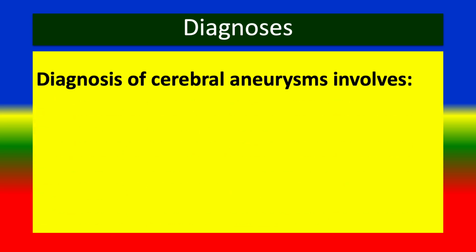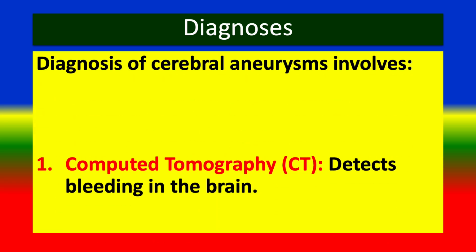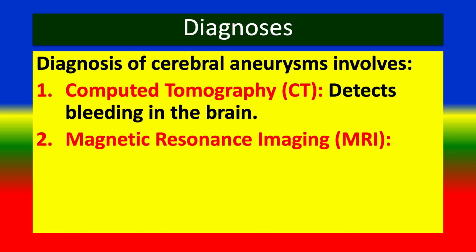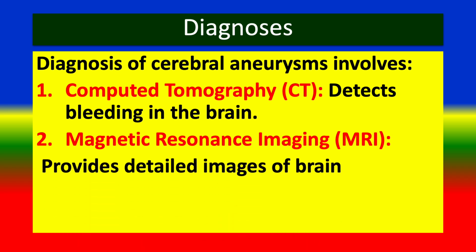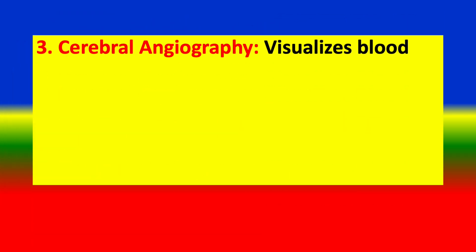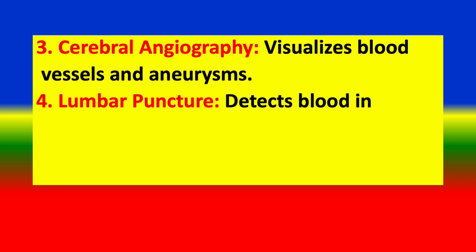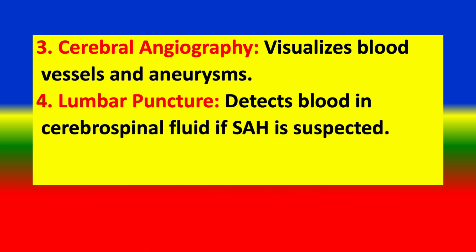Diagnosis. A diagnosis of cerebral aneurysm involves 1. Computed tomography (CT) detects bleeding in the brain. 2. Magnetic resonance imaging (MRI) provides detailed images of brain structure. 3. Cerebral angiography visualizes blood vessels and aneurysms. 4. Lumbar puncture detects blood in cerebrospinal fluid if SAH is suspected.